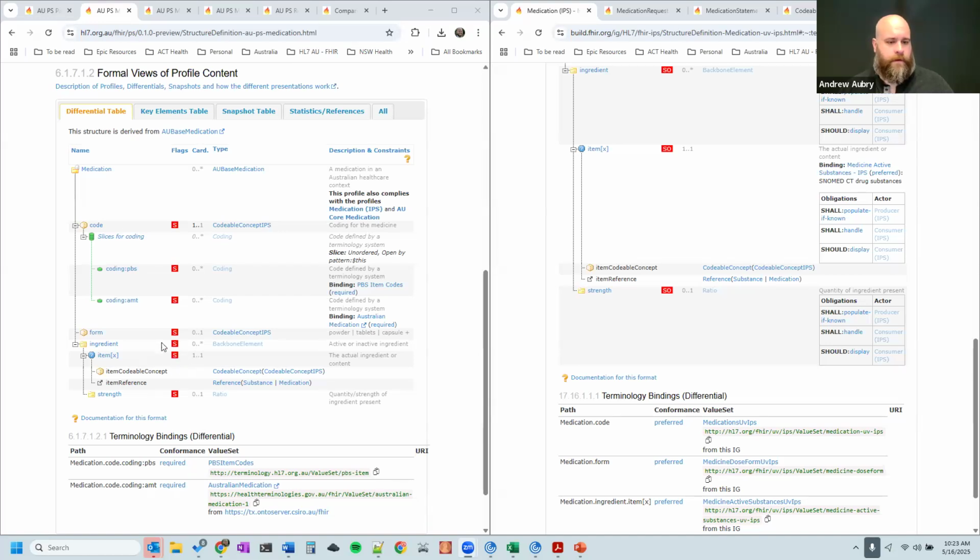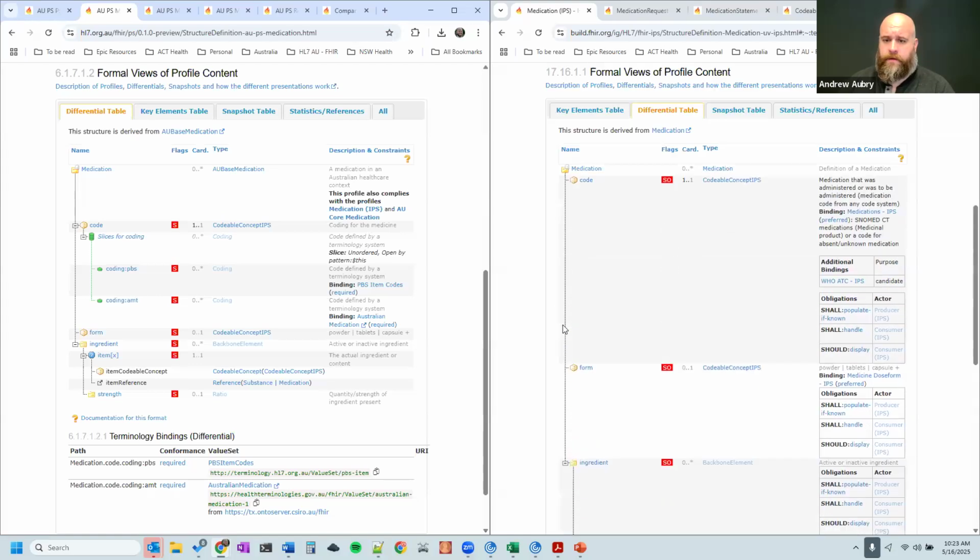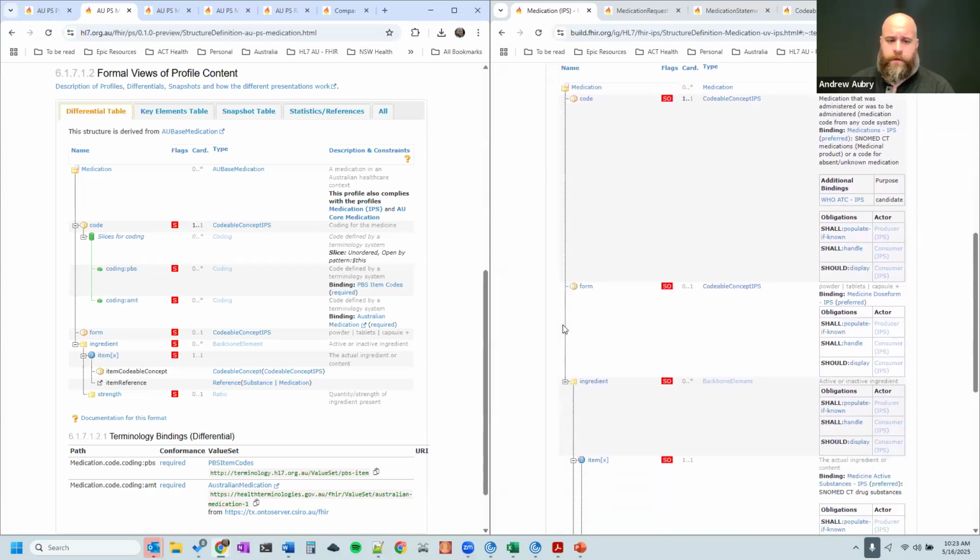Another must support we inherit from IPS is the must support on the item level of the ingredient. So that's another kind of watch point as we're reviewing this for the differences and how that applies to a patient summary. Is there any thoughts on the slices or preferred binding for the code, the medication code?